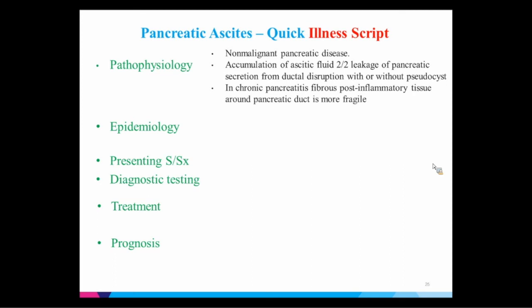So pathophysiology is often found when someone has non-malignant pancreatic disease. There's an accumulation of acidic fluid secondary to leakage of pancreatic secretions from some sort of ductal disruption, with or without pseudocysts. The thought is that in chronic pancreatitis, there are fibrous post-inflammatory changes to the tissue, in particular around the pancreatic duct, and it becomes more fragile. Essentially, if there's any sort of blockage, the pancreatic juice follows the path of least resistance, and it just breaks out the side of the pancreas into the acidic fluid.